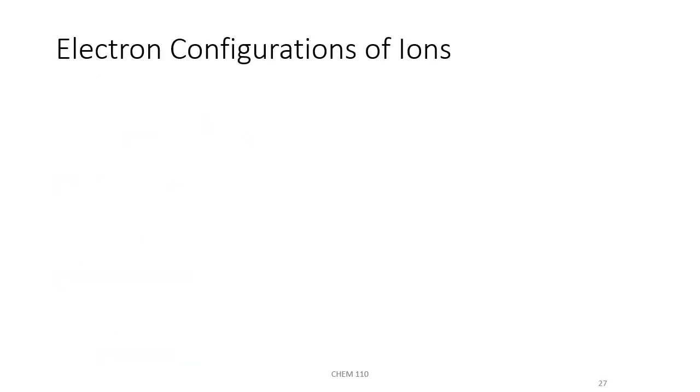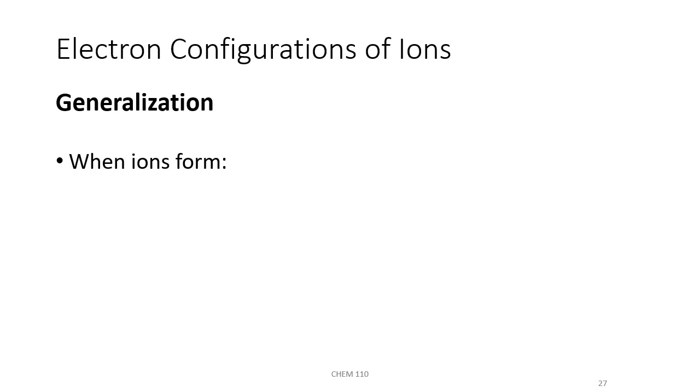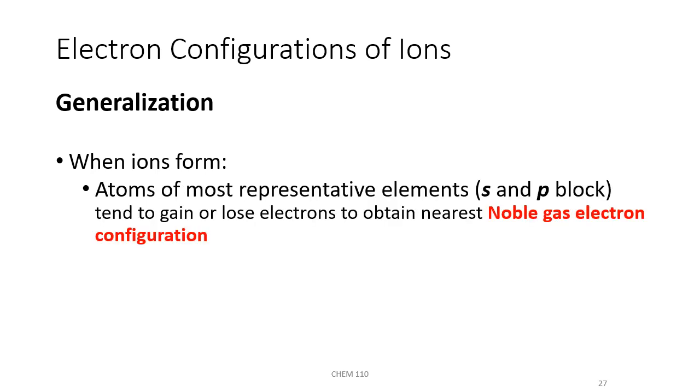That leads us to the following generalization about when ions form, to sum up everything we've been talking about. Atoms from our representative elements, which are our first two columns and our last six columns, the s and p blocks, will tend to gain or lose electrons to obtain the nearest noble gas electron configuration. If they are a metal, they will lose those electrons to match the preceding noble gas. If they are a non-metal, they will gain the number of electrons they need to match the upcoming noble gas.